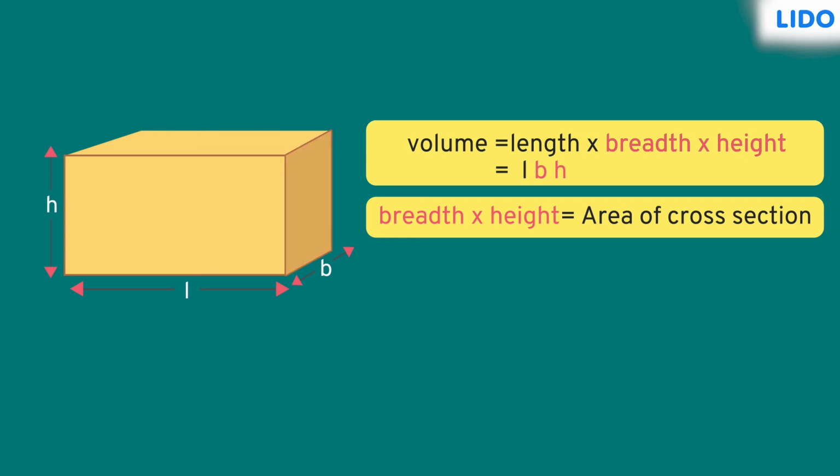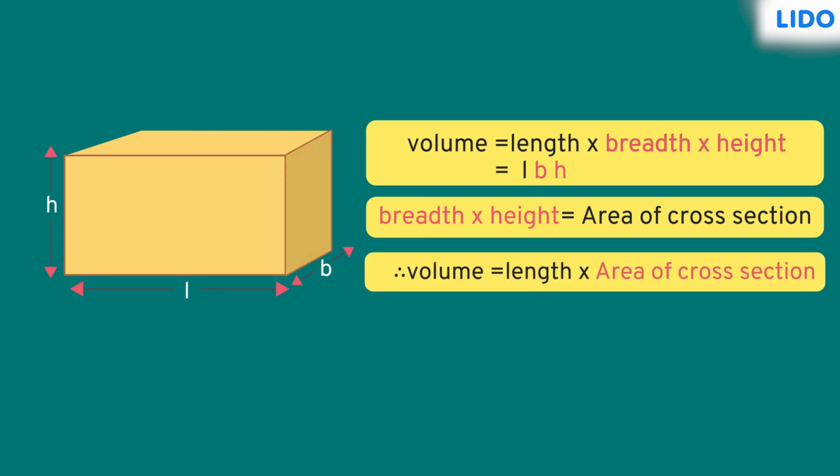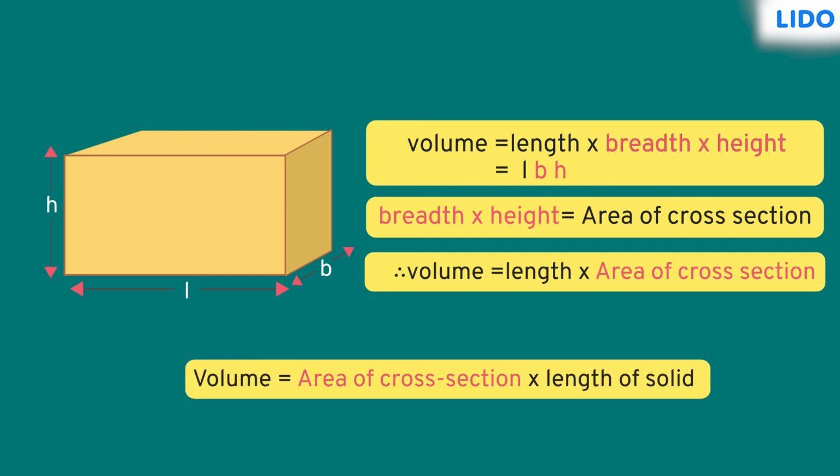Thus, in essence, the cuboid has a uniform cross-section of a rectangle, and hence we can get the volume of the cuboid as length times breadth times height, where breadth times height is the area of the cross-section. Hence we can derive a general formula for the volume of any 3D solid with uniform cross-section. It will be equal to the area of cross-section times the length of the solid.